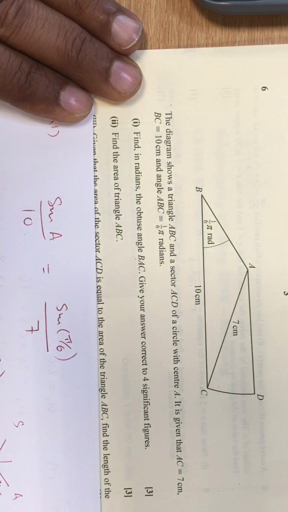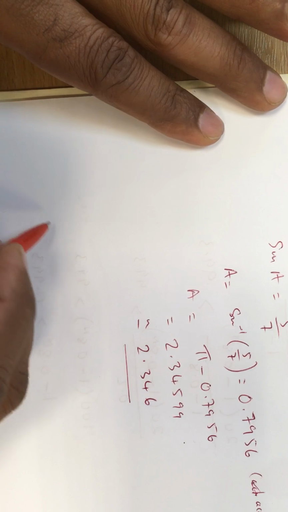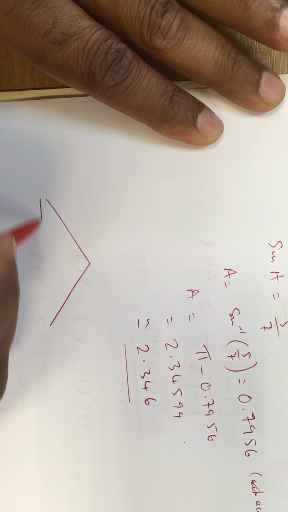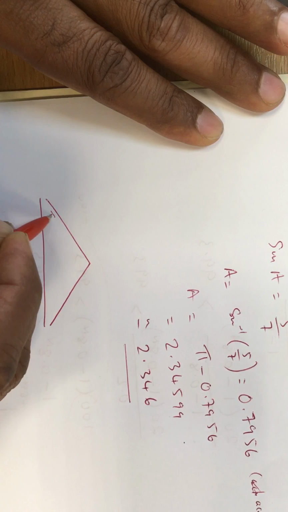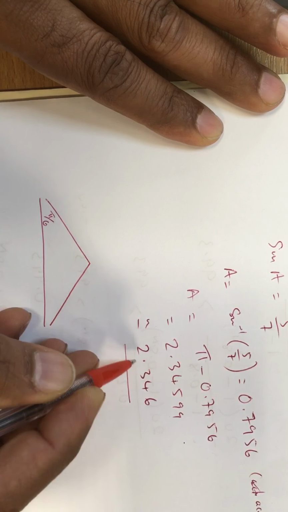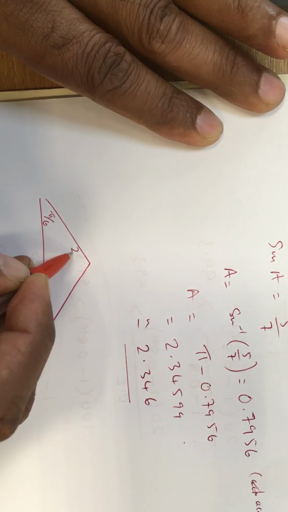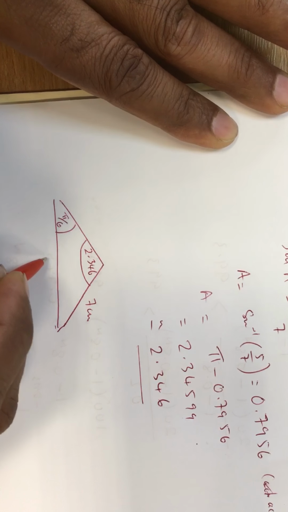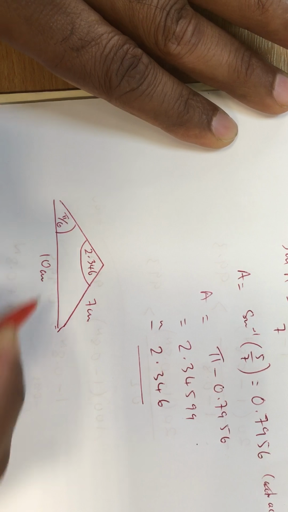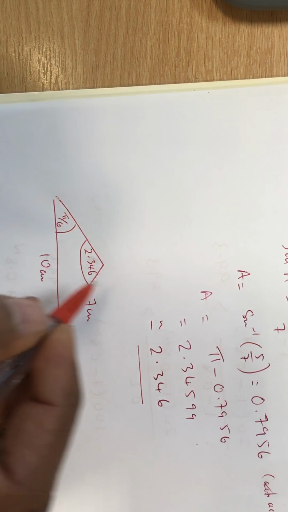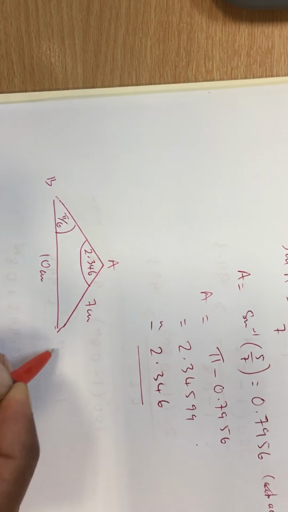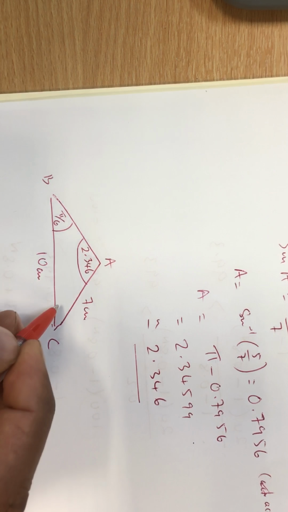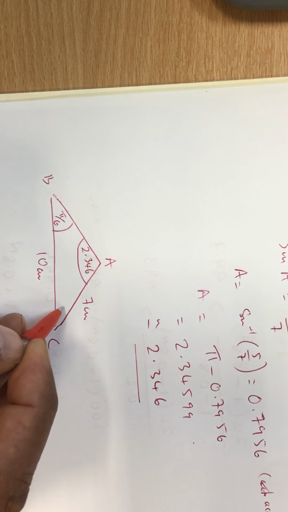Now area of the triangle ABC, if we just draw quickly the triangle ABC rather than flicking backwards and forwards, we know that is pi over 6. We've worked out this angle to be 2.346. Now that is an obtuse angle, and we've been told that this is 7 centimeters, and this is 10 centimeters. Now in order to find the area of this triangle ABC, I can use the sine rule, but to use the sine rule I need this angle.